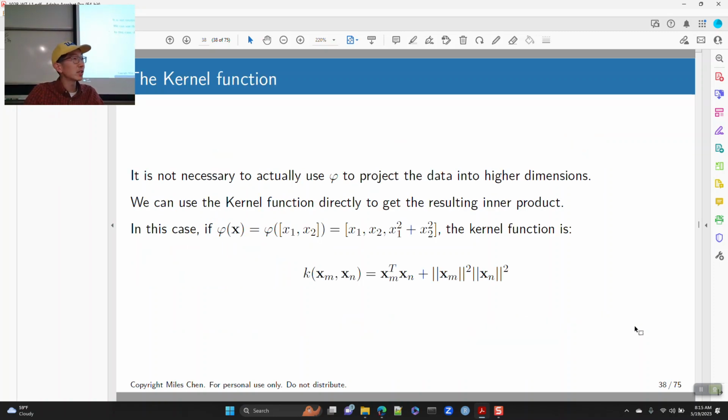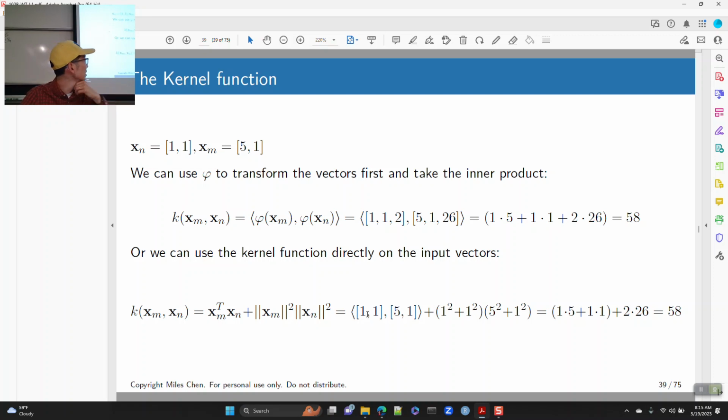I don't even have to bother with transforming from 2D to 3D. I could just leave it in 2D, and then if we apply this function, we'll get the same number, 58. So if I leave it in 2D and I have 1, 1 and 5, 1, that's going to give me 6. Then I do the norm of xm squared, so that's 1 squared plus 1 squared, which is 2, and the norm of xn squared, which will be 5 squared plus 1 squared, which is 26. This gives me 6 and 52, and when I do that, I also get 58.